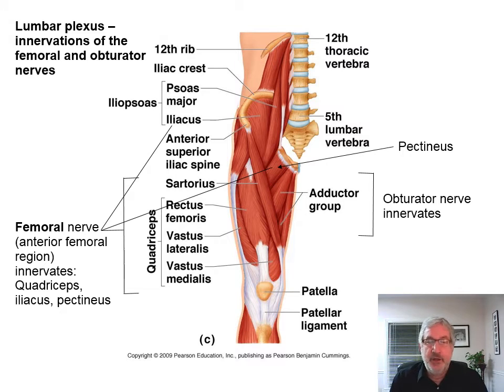And this shows a close-up view of some of the muscles that are innervated by the femoral nerve and the obturator nerve. Obturator nerve innervates the adductor group. The femoral nerve, in addition to the quadriceps muscles, is innervating some of these other muscles here, the iliacus muscle up here, as well as the pectineus muscle. But mostly it's doing the quadriceps there. Okay, next slide.